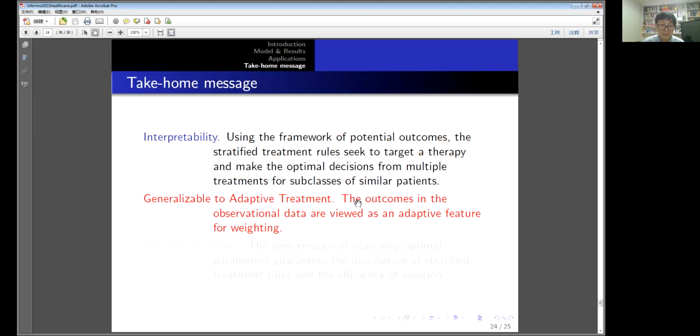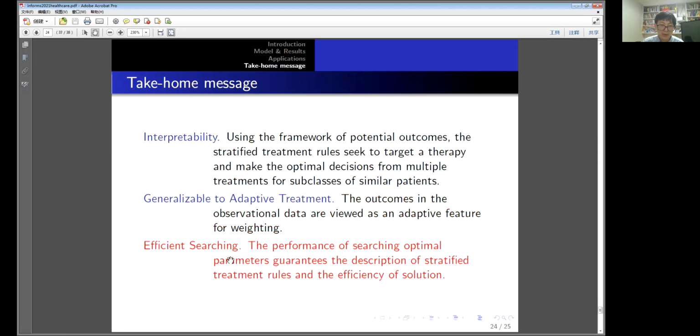Secondly, generalizable to adaptive treatment. The outcomes in the observational data are viewed as an adaptive feature for weighting. Thirdly, efficient searching. The performance for searching optimal parameters guarantees the interpretability of the stratified treatment rules and the efficiency of the solution. That's my talk.